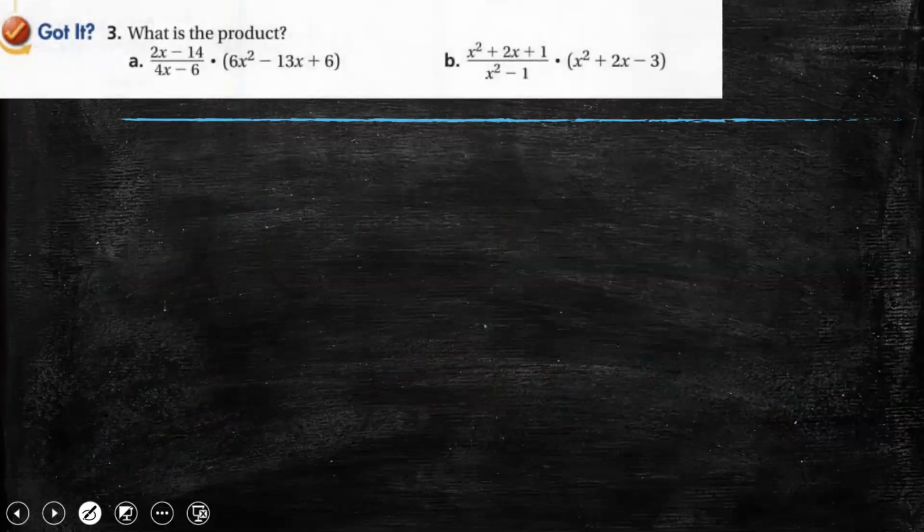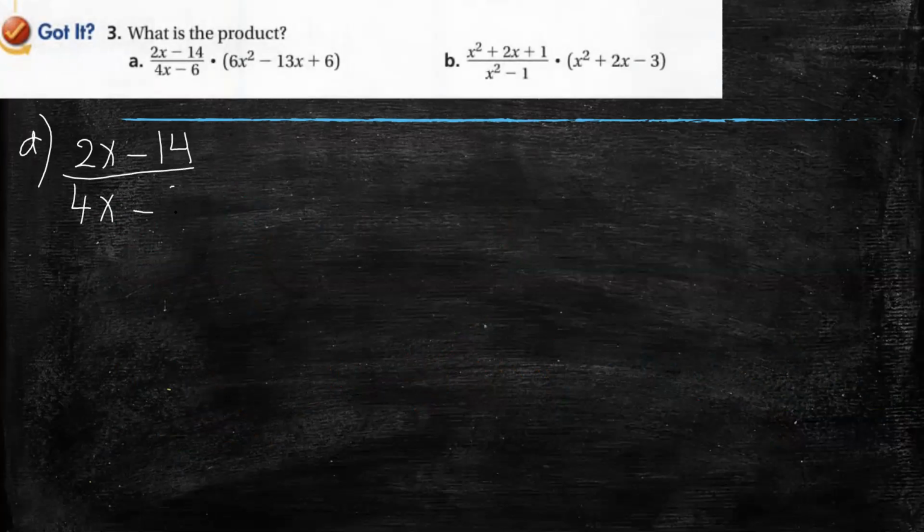Now, what is the product here? Let's do now A. 2x minus 14 over 4x minus 6 times 6x squared minus 13x plus 6.